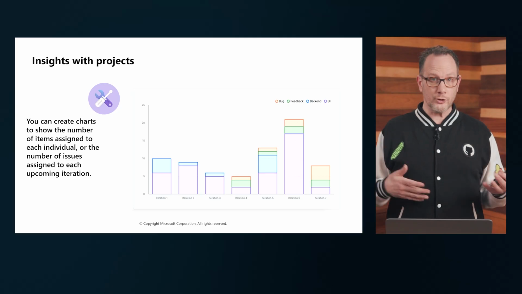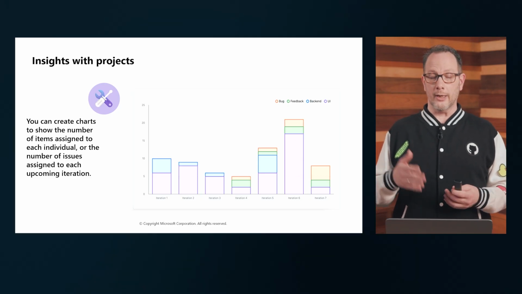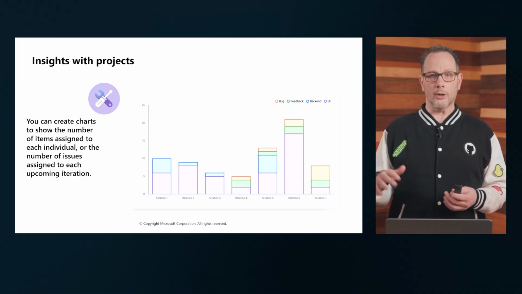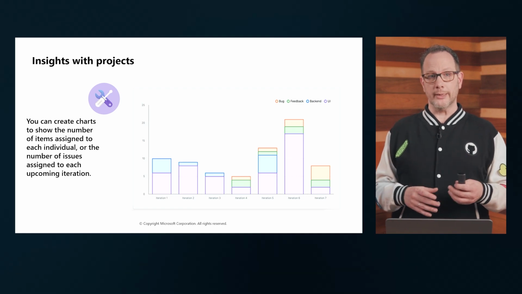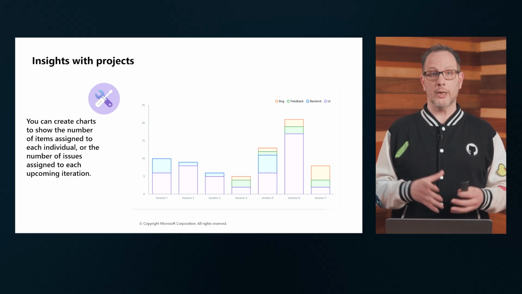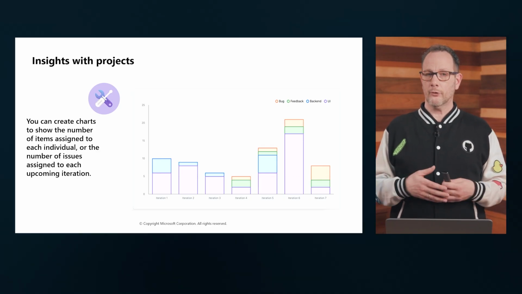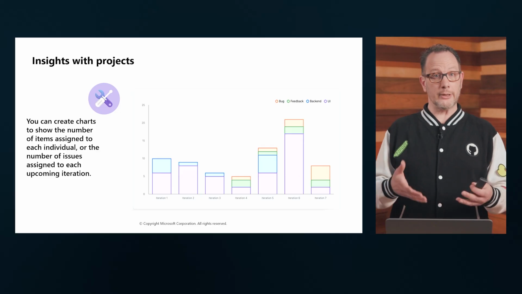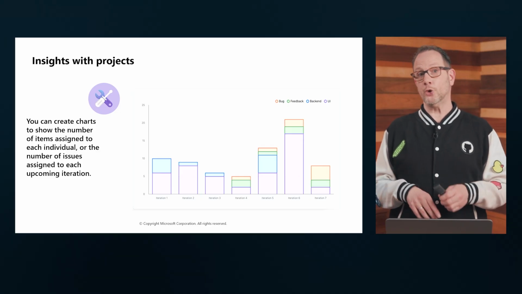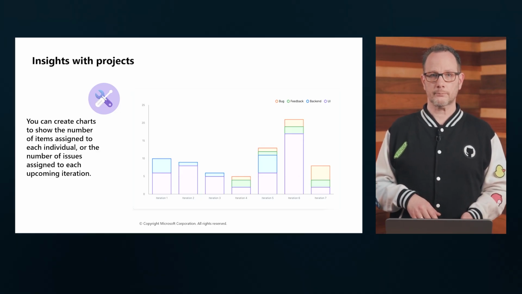So if you're planning a sprint or reviewing progress, having that clear breakdown of issues or tasks lets you make immediate decisions based on actual data instead of assumptions. So it's a great way to bring clarity and objectivity into your planning process.